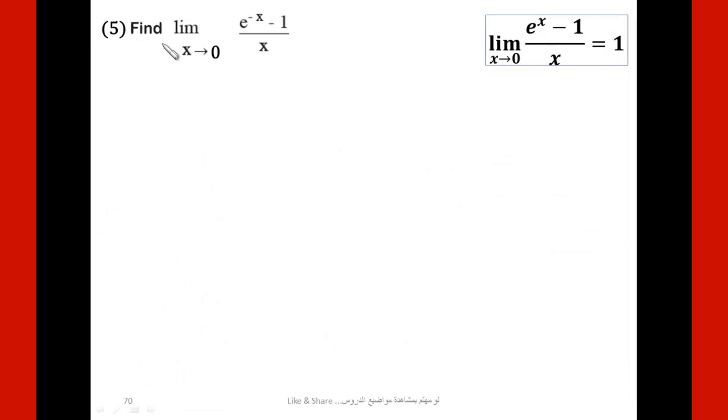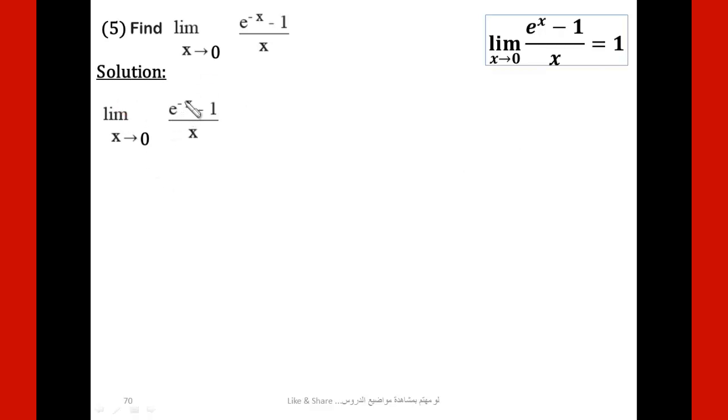5. Find the limit e power negative x minus 1 over x when x tends to 0. We have a rule for this. Limit e power x minus 1 over x when x tends to 0 equals 1. It is equal to log e to the base e, which equals 1.